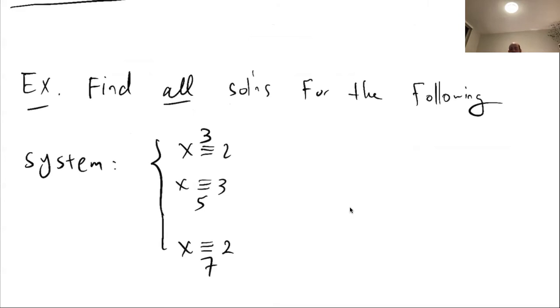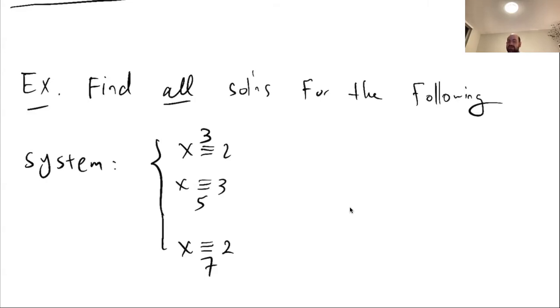So we are looking for all numbers X that when you divide by 3, we get remainder 2. When you divide by 5, you get remainder 3, and when you divide by 7, you get remainder 2. So any number X that you introduce must have all these 3 properties at the same time.